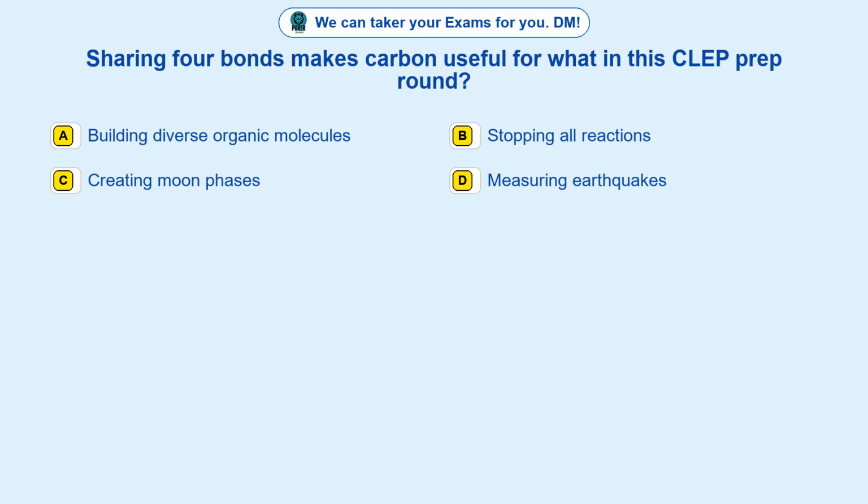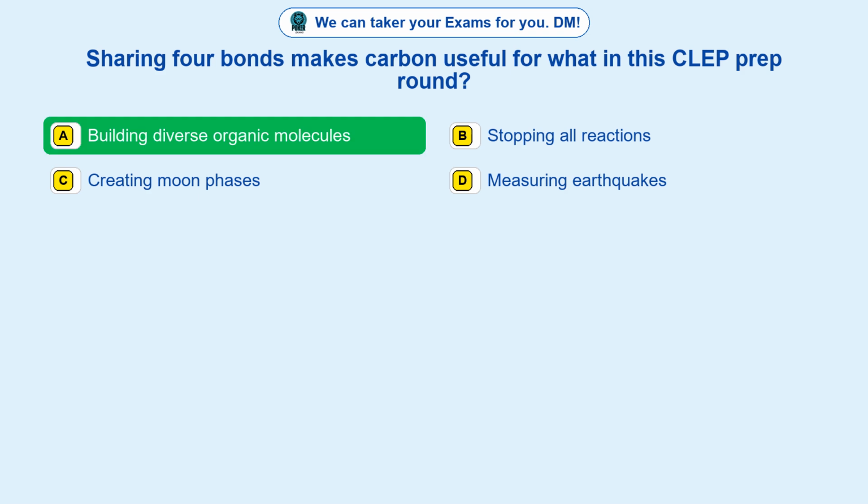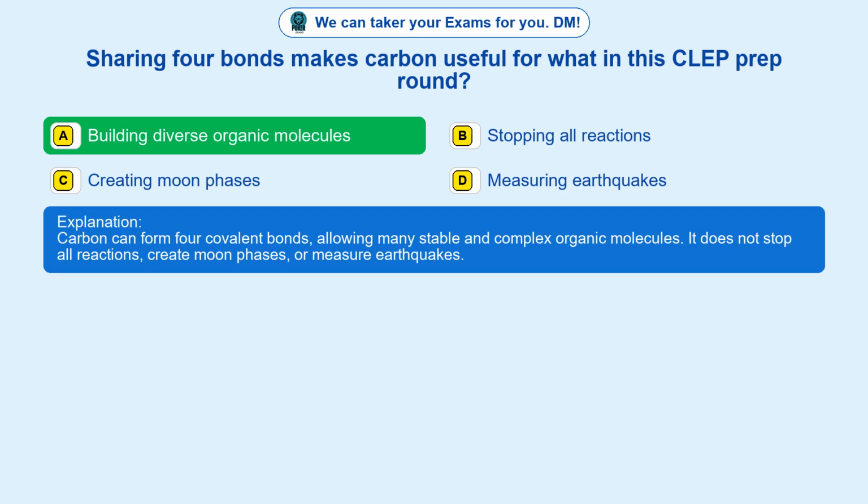Question 52. Sharing 4 bonds makes carbon useful for what in the CLEP prep round? Option A building diverse organic molecules. Option B stopping all reactions. Option C creating moon phases. Option D measuring earthquakes. The correct answer is option A. Building diverse organic molecules. Carbon can form 4 covalent bonds, allowing many stable and complex organic molecules. It does not stop all reactions, create moon phases, or measure earthquakes.